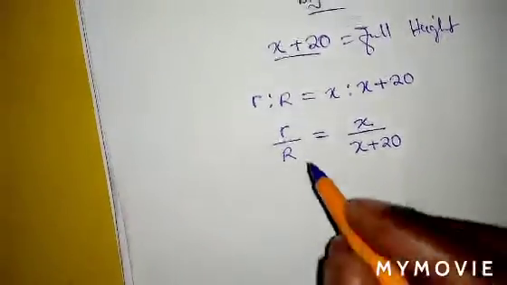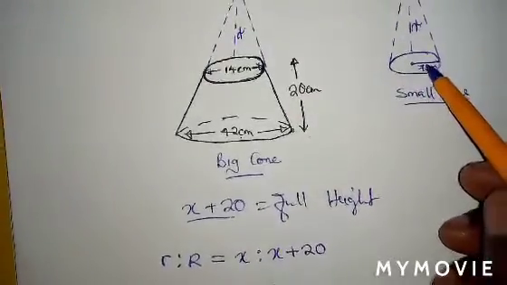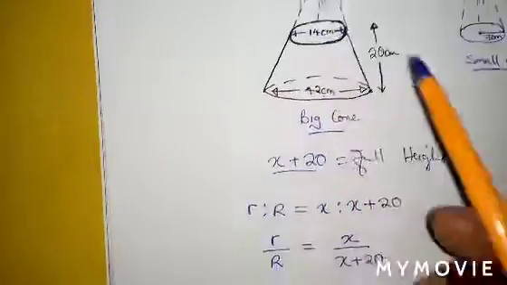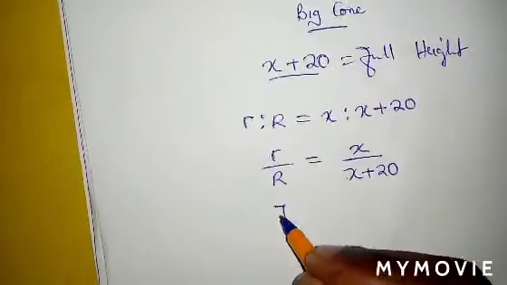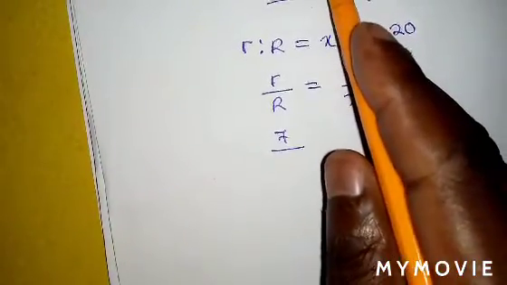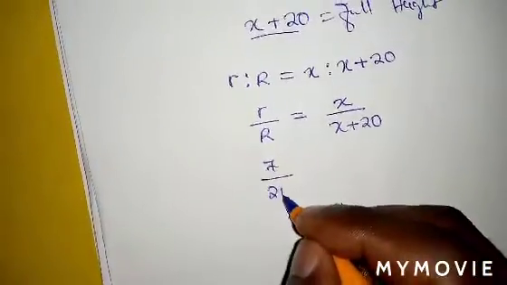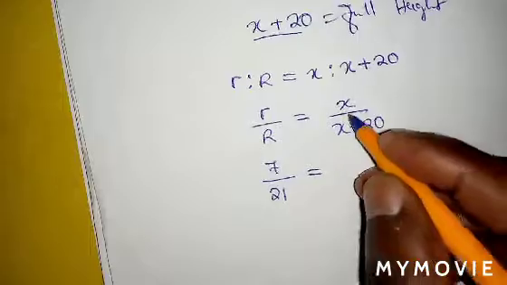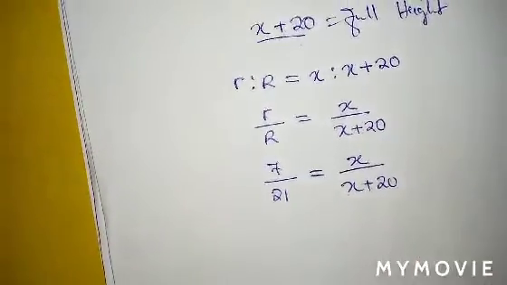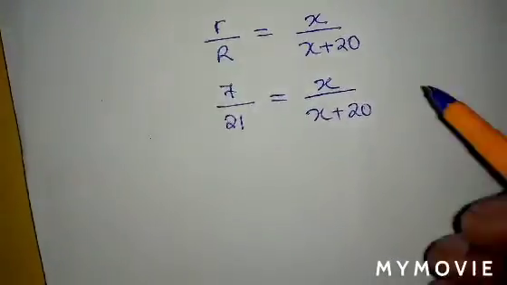Then let's do the replacements. The small radius is 7 centimeters. You can see here that it's 7 centimeters, simply the radius of the top circle. So that is going to be 7 centimeters over the radius of the big circle here, which is 21, is equal to x over x plus 20. At this point, all we have to do is cross multiply.